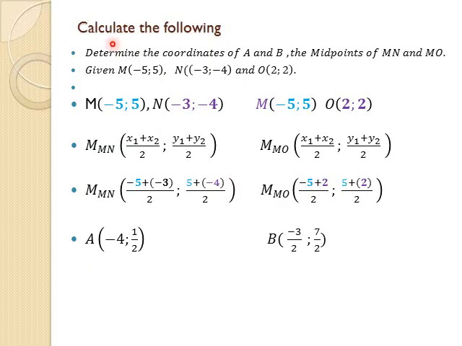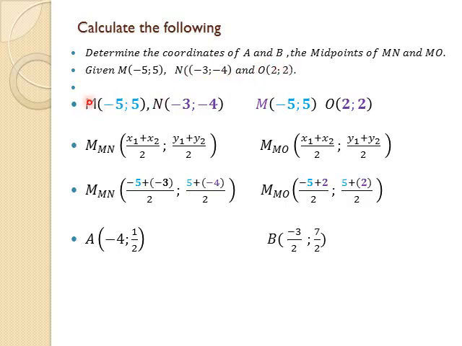Right, now in this one, just to refresh your knowledge on midpoint, again determine the coordinates of A and B, the midpoints of MN and MO, given that M is minus 5 and 5, N is negative 3, negative 4, and O is 2 and 2.